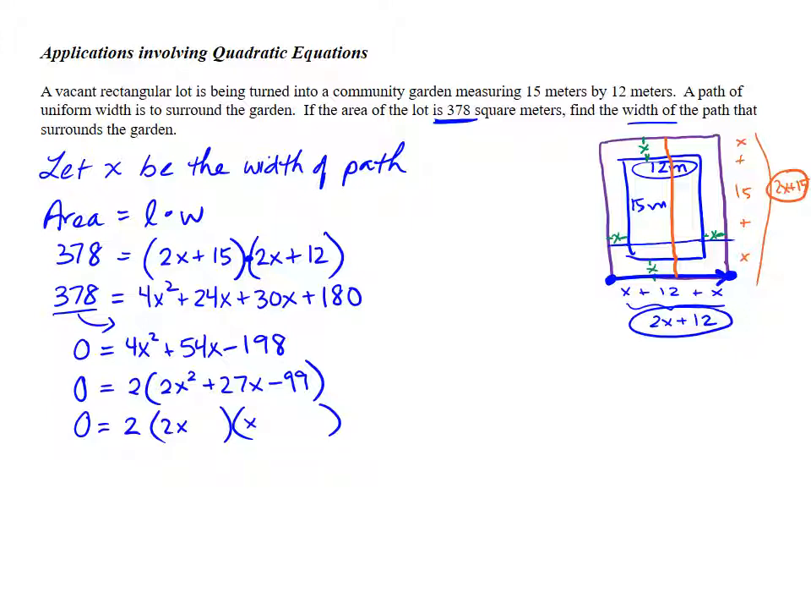You could go ahead and use the AC method, showing the box or showing the fractions, and throw your answers back in here. I'm just going to go ahead and use trial and error. That's what I kind of grew up with, and I still tend to use it when I'm working through problems, but you don't have to. You can use one of those alternative methods. I'm going to write out the factorizations of negative 99: 1 and 99, negative 3 and 33.